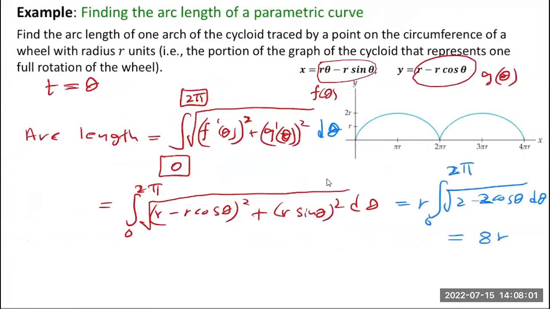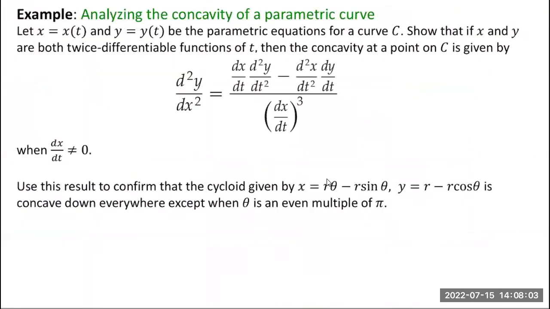We are down to the last example of this section. Here is the example. Let x equal x of t and y equal y of t be parametric equations for a curve C. Show that if x and y are both twice differentiable functions of t, then the concavity at a point on C is given by d squared y over dx squared equal to this expression.